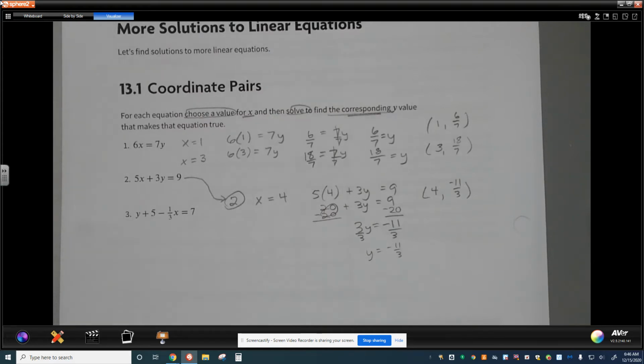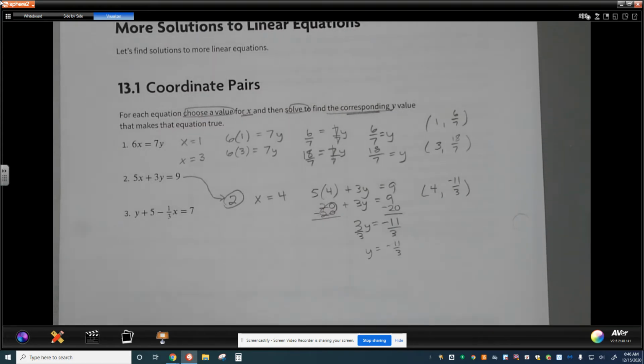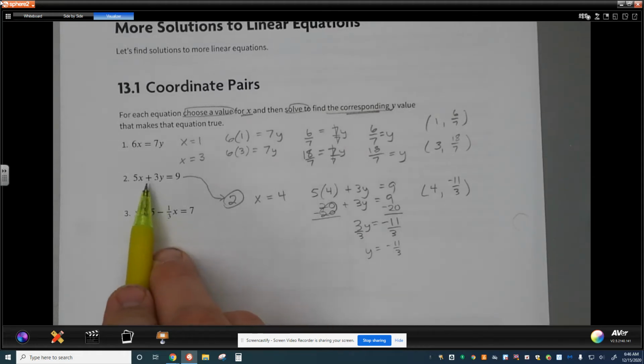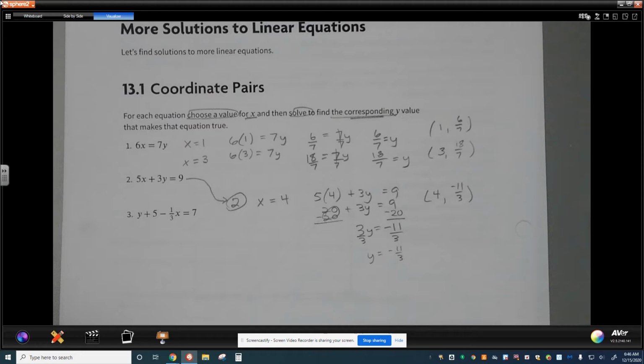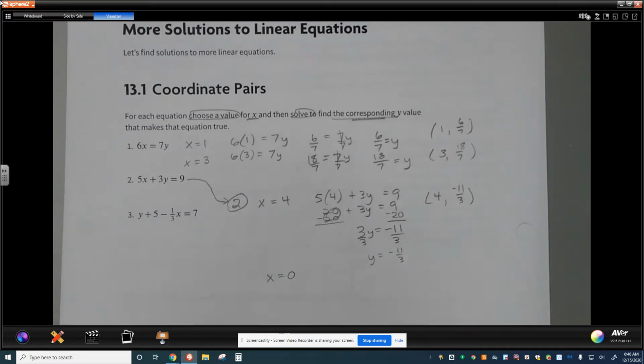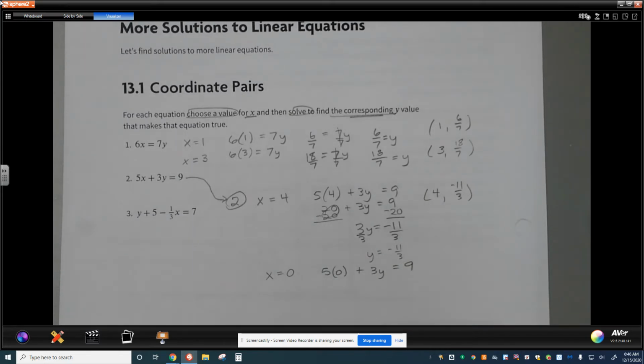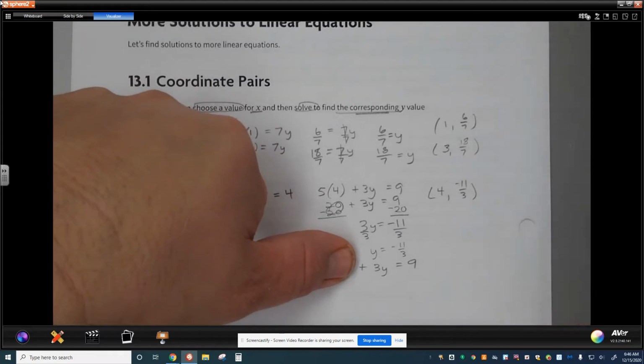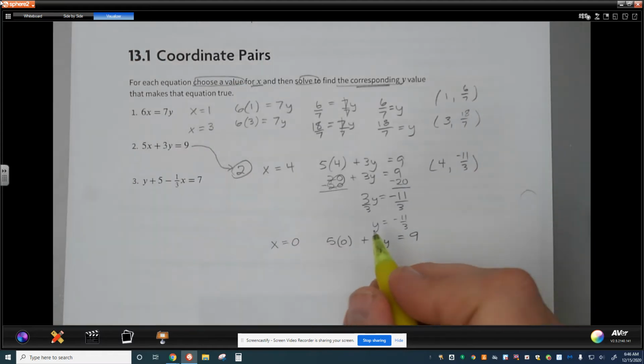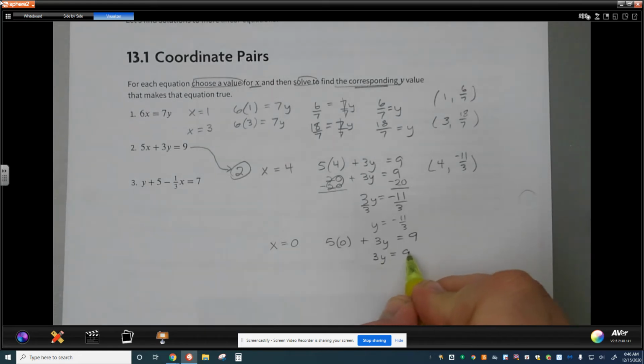Perhaps I want to try a different number. I can try and guess and check on a lot of numbers. Or one number that I really like when we're in this form is 0. I like using 0 because you may recall when we talked about x and y intercepts, when x equals 0, we're actually finding the y-intercept. So that would mean substituting 0 for x, plus 3 times y is equal to 9. The cool thing is that 5 times 0 eliminates the x, leaving us with just the y. So that'd be 3 times y equals 9, divide by 3 on both sides. y is equal to 3.